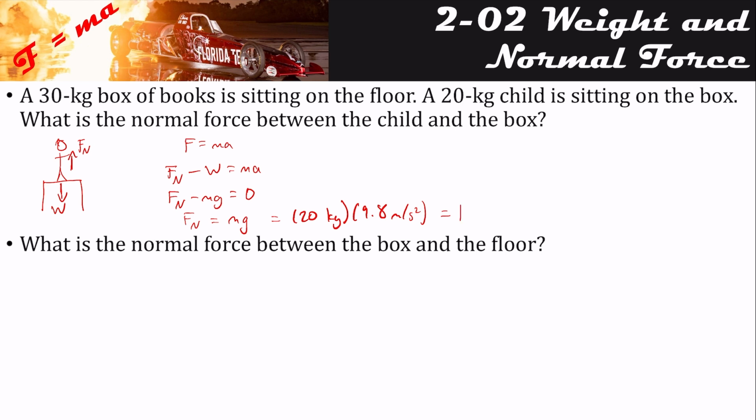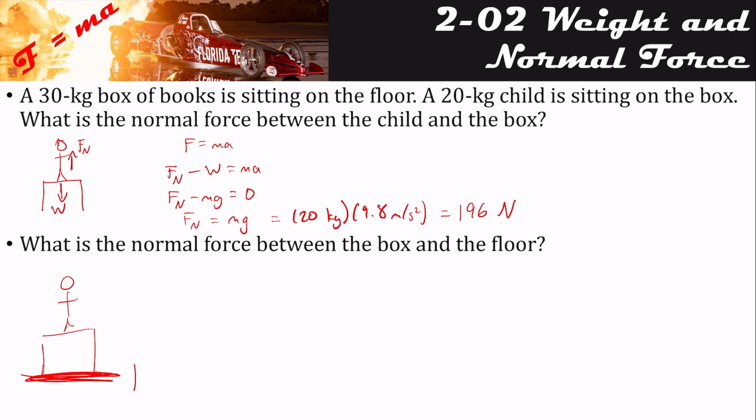Which would give us 196 newtons. So the kid's weight is pulling down on the box with 196 newtons, and so the box is pushing back upwards on the child at 196 newtons. Well, what is the normal force between the box and the floor?